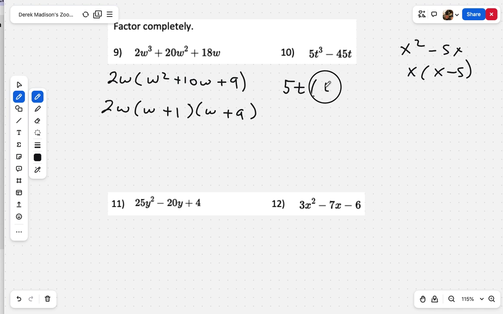And that's going to leave me a t squared right there, and then taking 5 out of 45 would leave behind a minus 9. And then that is a difference of squares, and again, 2 terms, kind of anticipate that, because that's our method. So this is going to be t plus 3, t minus 3. So that's our a plus b, a minus b.